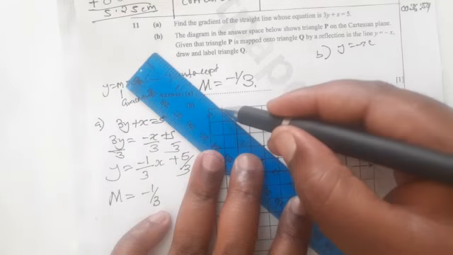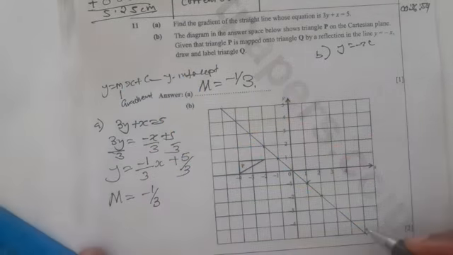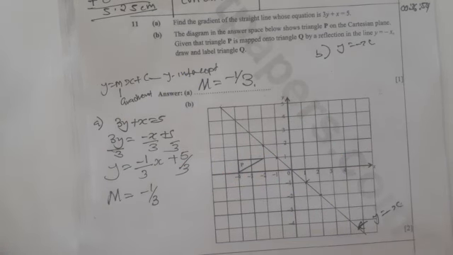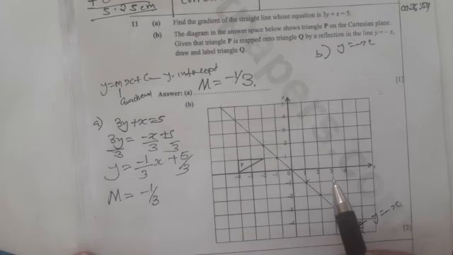This is the line. Alright? That's the line they're talking about. Y is negative x. Okay, so now let's draw and label triangle Q.